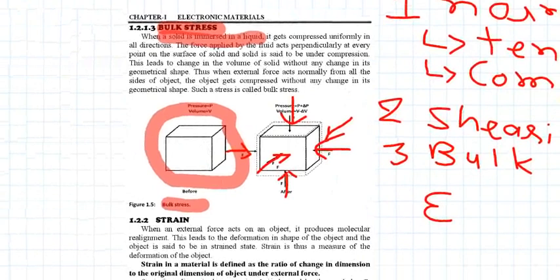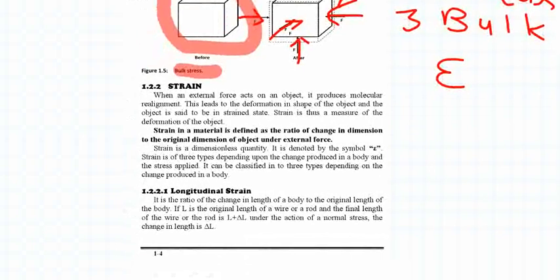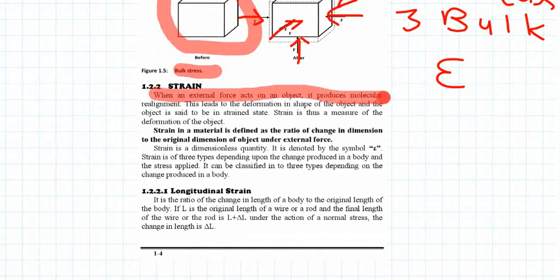Whenever the external force is applied on an object, its bonds will compress or expand. Atoms will come closer to each other or go farther from each other. So this leads to the deformation in the shape of the object. The object is said to be in a strained state.